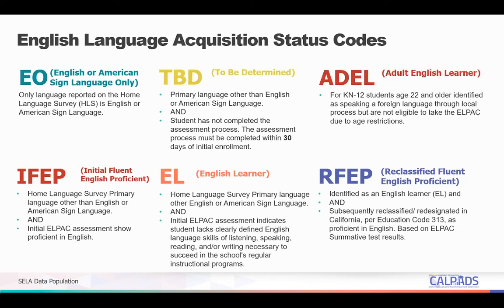And lastly is ADEL. This is used for KN to 12 students age 22 and older who were identified as speaking a foreign language through local processes but are not eligible to take the LPAC due to age restrictions. An EL student who ages out or reaches 22 while still enrolled must have their SELA status updated to ADEL as well.